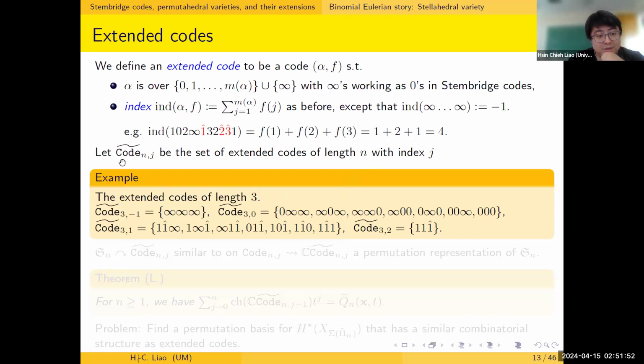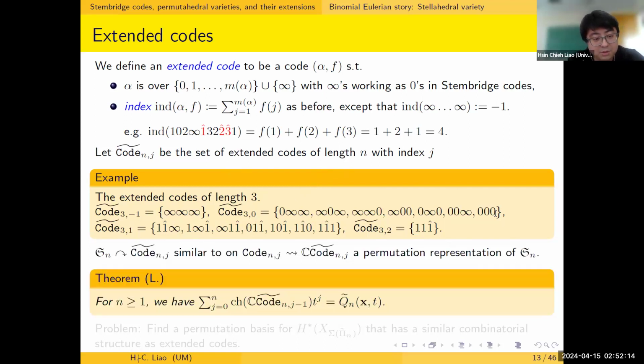And now we let Code~(n,j) denote the set of extended codes of length n with index j. These are the examples of the extended codes when n equals 3. We separate them according to their index from -1 to 2, so we will have 1, 6, 6, 1 extended codes. And similarly, we have an S_n representation carried by the linear span of extended codes. We compute the Frobenius characteristic of this representation and show that it's exactly the same as Q̃_n(x,t). So it's the representation we want, isomorphic to the cohomology of the stellohedral variety.